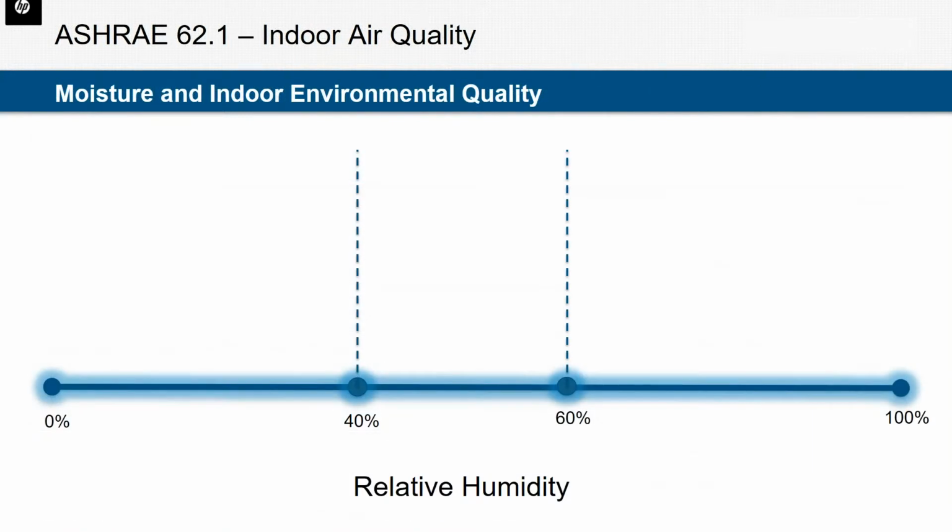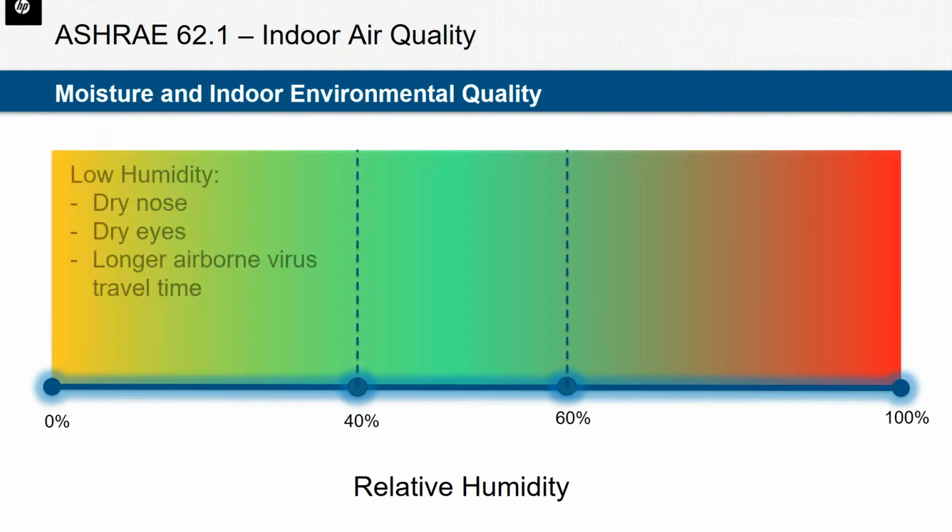Now, humidity plays a big role in this. If we have lower humidity in a space, that's, again, not inherently a bad thing. In fact, depending on your region, those on the West Coast will often have very low humidities outdoors and thus lower humidities indoors. That will result in a drier nose, drier eyes. It can result in a longer airborne time for any airborne viruses, and that's because there are fewer water molecules for them to latch onto, which makes them more buoyant and makes them sit in the air longer.